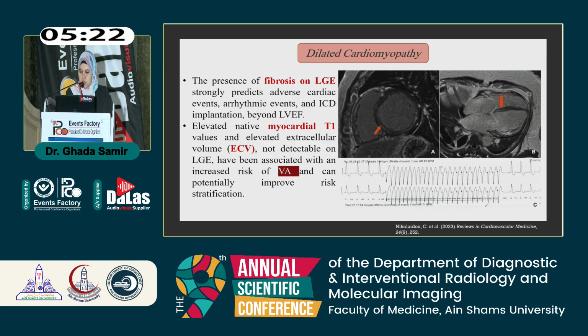Also, in dilated cardiomyopathy, patients suffer from a significant burden of atrial and ventricular arrhythmia, and the presence of fibrosis on LGE, which is usually mid-wall enhancement, strongly predicts such arrhythmogenic events. It can also predict ICD implantation and other cardiac events. Elevation of myocardial T1 values and of the extracellular volume that is not detectable on LGE has been associated with increased risk of ventricular arrhythmias and can potentially improve risk stratification for such a group of patients.